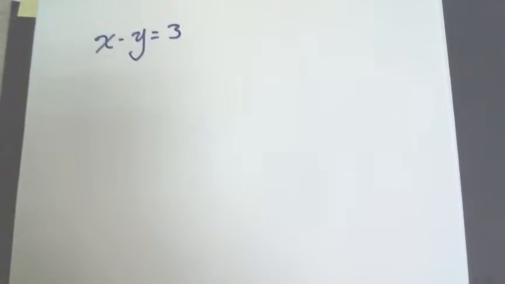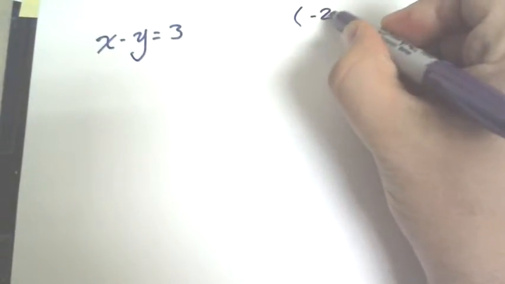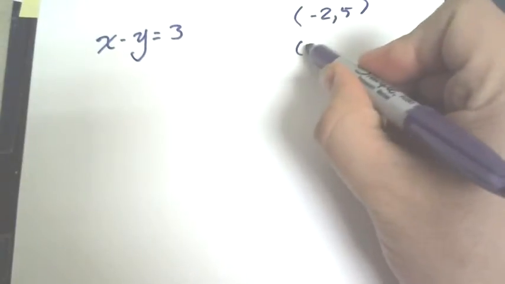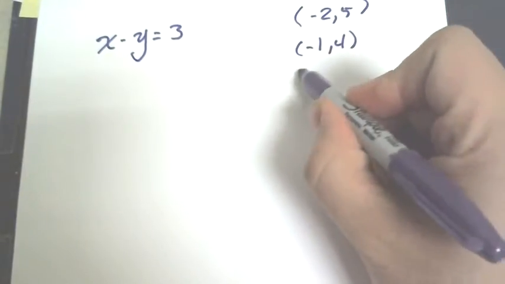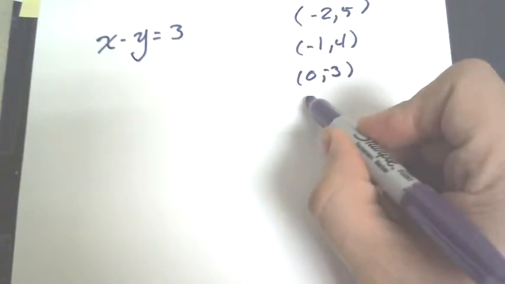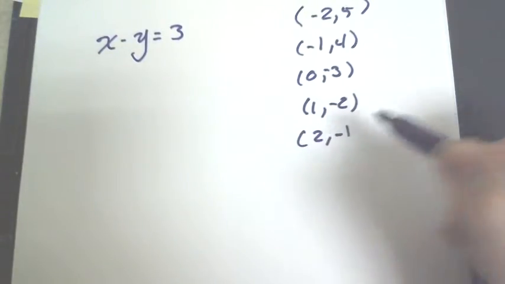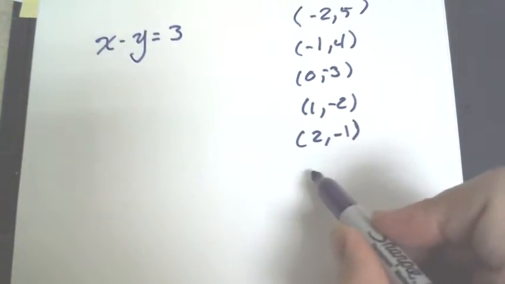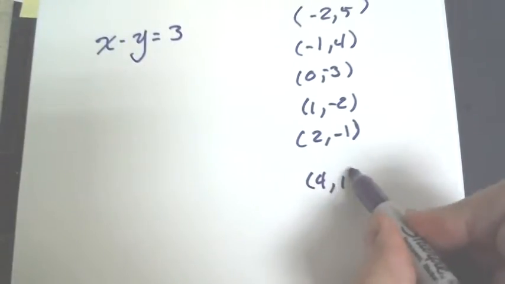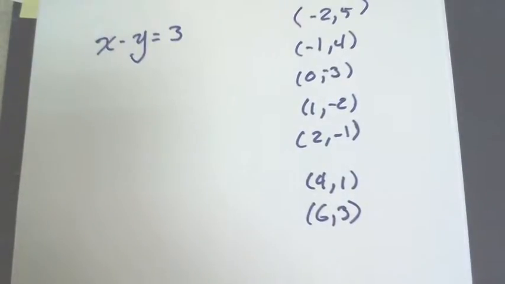So you were given this equation, x minus y equals 3, and you had some points that you listed. Some of them looked okay, some of them made me nervous. You had (-2, 5), (-1, 4), (0, -3), (1, -2), and (2, -1) listed. And then in the second section, you listed (4, 1) and (6, 3). And it sounded like you tried lots of points.